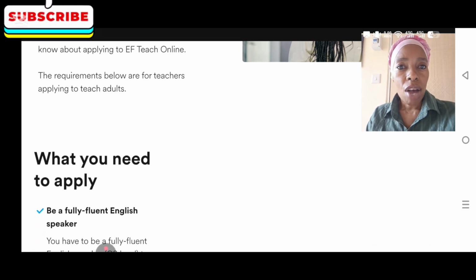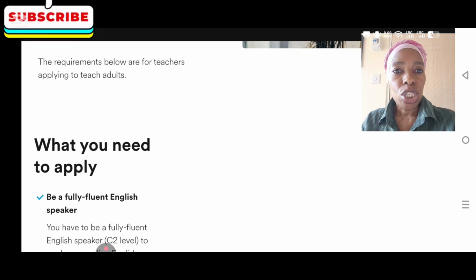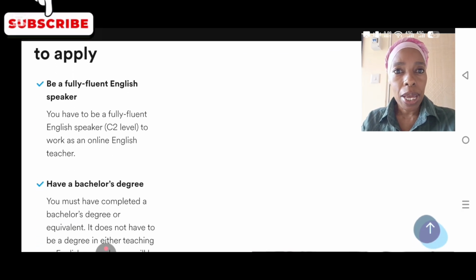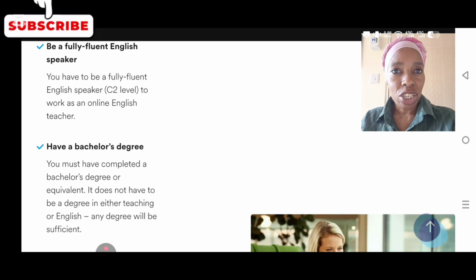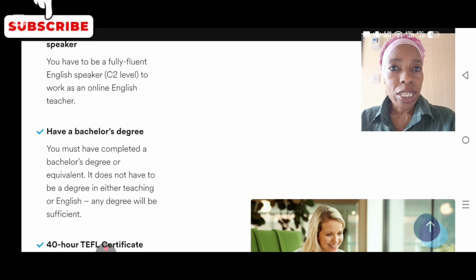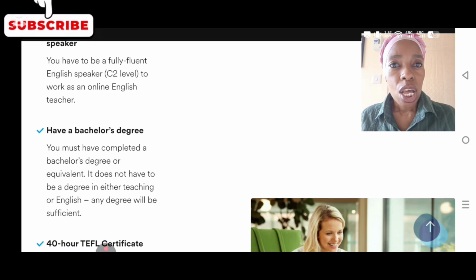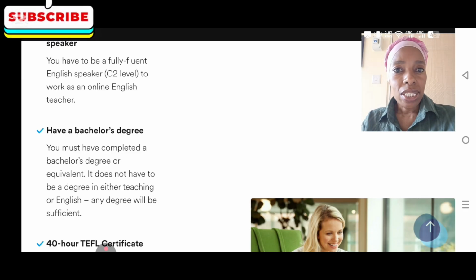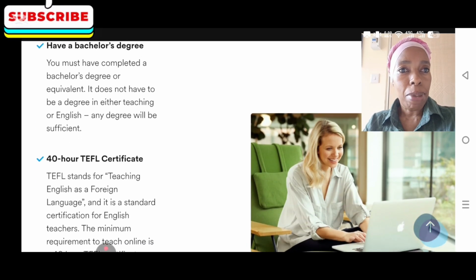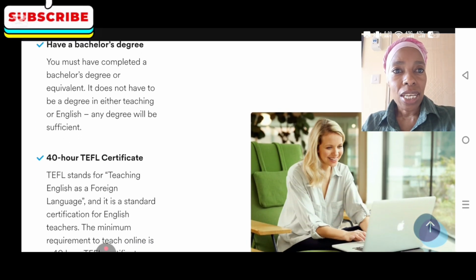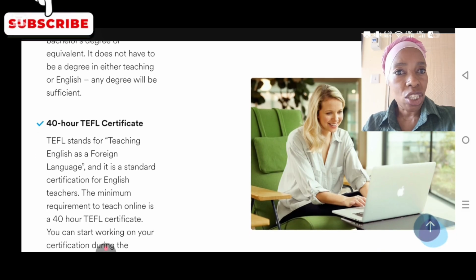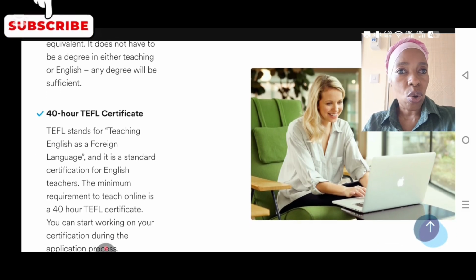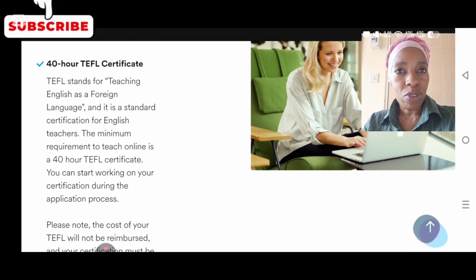The requirements below are for teachers applying to teach adults. What you need to apply: be a fully fluent English speaker. You have to be a fully fluent English speaker, C2 level, to work as an online English teacher. Then have a bachelor's degree. You must have completed a bachelor degree or equivalent. It does not have to be a degree in either teaching or English. Any degree will be sufficient.